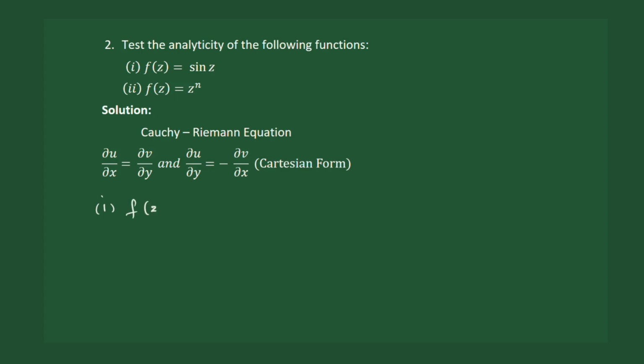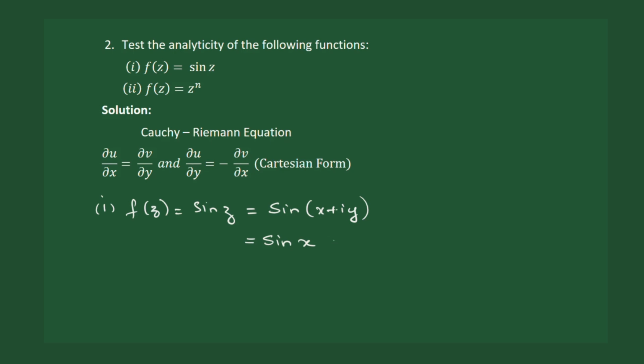f of z is equal to sin z. So sin z means we can write z as x plus iy. And then since we are having the trigonometric function sine, we can consider it as sine of a plus b. Already we know the formula: sine of a plus b is nothing but sine a cos b plus cos a sine b. So here we can use that.